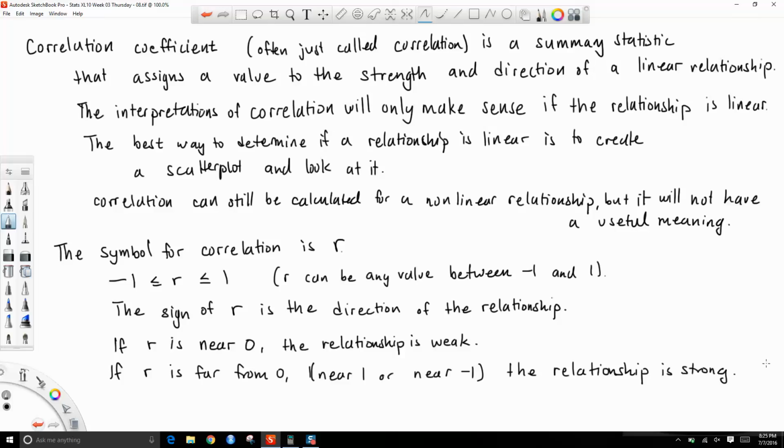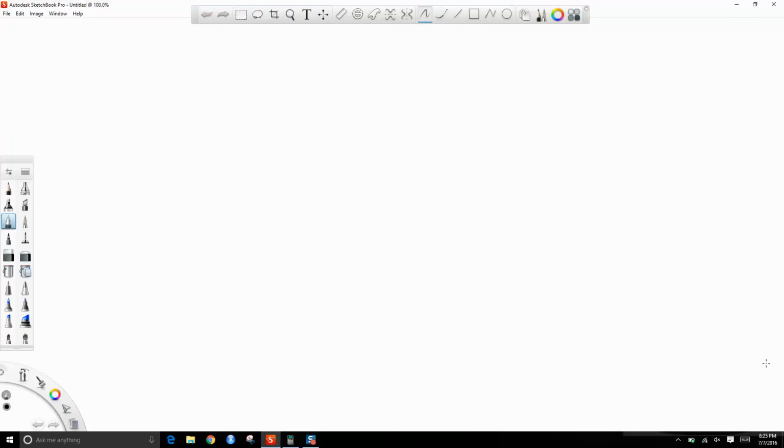So this is correlation. Okay, correlation, the value R, it's just a way for us to quantify a linear relationship, to say whether it has a strong relationship or a weak one, and whether it's positive or whether it's negative. Okay, so let's just draw a few examples here.